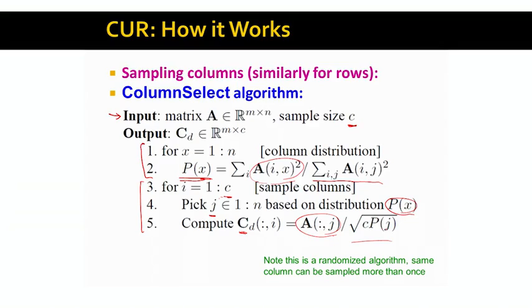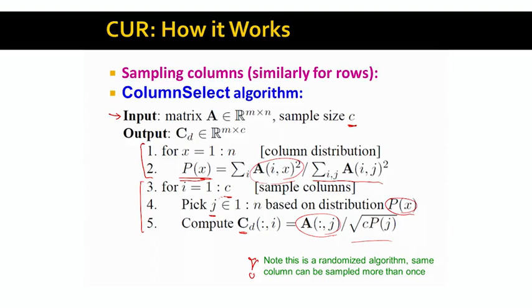So what does this basically mean? It means that all we need to do to select the columns is compute the length of every column, and then select C columns out of our matrix, where the probability of selecting a column is proportional to the sum of the squares of the entries in that column. What is important to note here is that the same column can be selected multiple times. Every time we select the columns independently from the matrix, so the same column can be sampled multiple times.